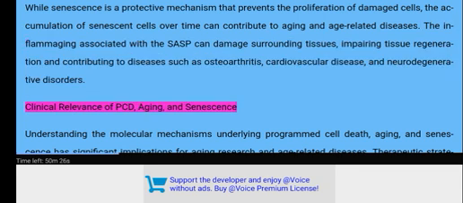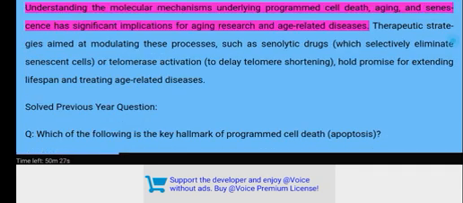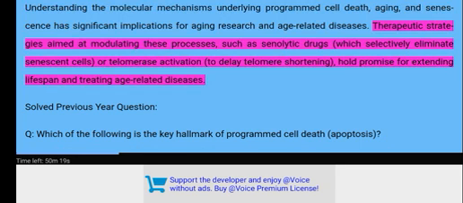Clinical relevance of PCD, aging, and senescence. Understanding the molecular mechanisms underlying programmed cell death, aging, and senescence has significant implications for aging research and age-related diseases. Therapeutic strategies aimed at modulating these processes, such as senolytic drugs which selectively eliminate senescent cells, or telomerase activation to delay telomere shortening, hold promise for extending lifespan and treating age-related diseases.